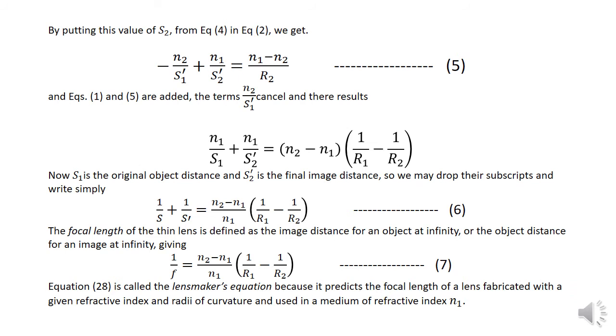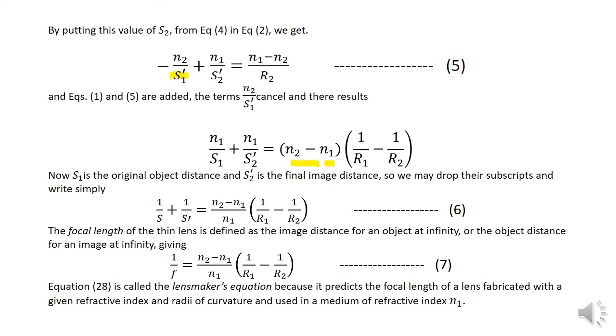So by putting this value of s2 from equation number 4 in equation number 2, we get minus n2 upon s1 prime plus n1 upon s2 prime equals n1 minus n2 upon r2. Instead of s2, I have put minus s1 prime, so this term becomes negative. When this equation 5 is added to equation number 1, the terms minus n2 upon s1 prime and plus n2 upon s1 prime cancel out, and we are left with n1 upon s1 plus n1 upon s2 prime equals n2 minus n1 into 1 over r1 minus 1 over r2.